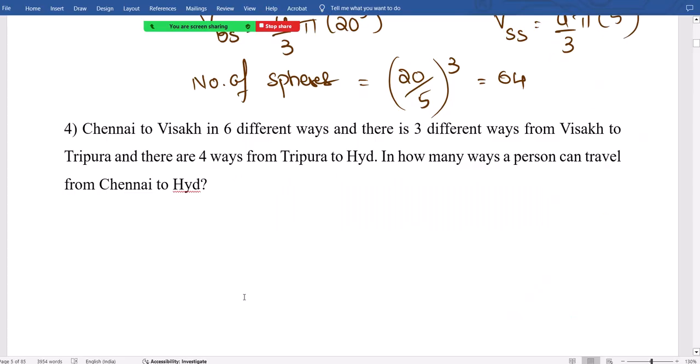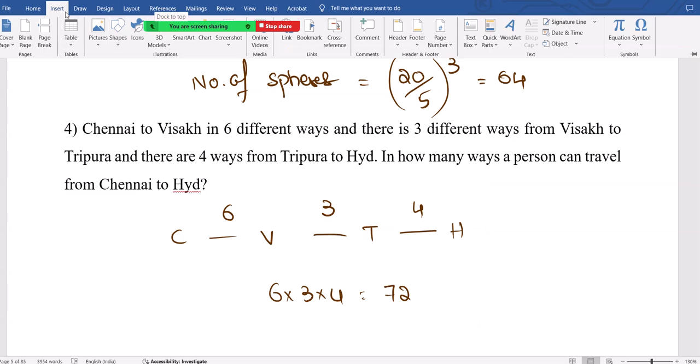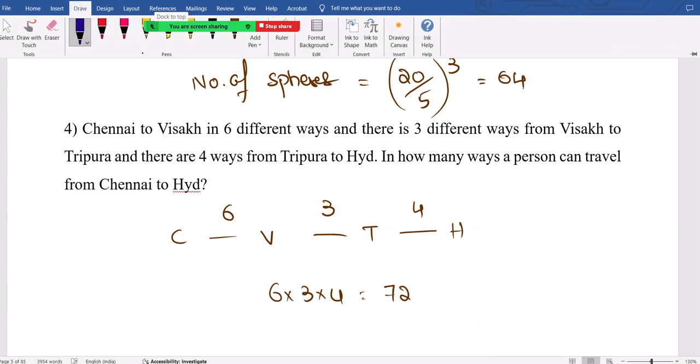Excellent, Geeta. See, Chennai to Vizag, you have 6 different ways. Vizag to Tripura, you have 3 different ways. Tripura to Hyderabad, you have 4 different ways. Totally, how many ways are there means 6 into 3 into 4, we have 72. Some of you may have a doubt, why multiplication, sir? Why not addition, sir? If that is the case, you can just take a basic example. Whenever we have a big number like 72, we cannot list them out.